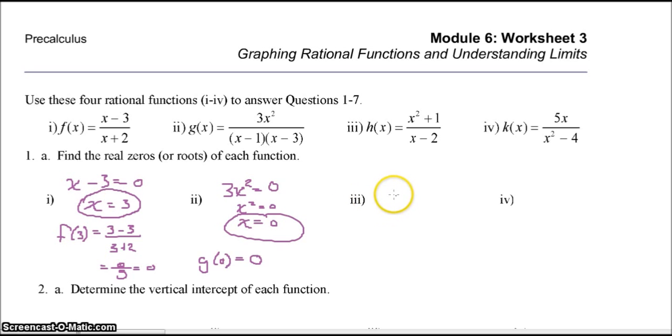Let's try h of x. All we have to do is set x squared plus 1 equal to 0, but this will never equal 0 because we're taking a square and adding 1. That will always be 1 or greater, because squares can never be negative. Here 5x equals 0, that means x equals 0. There is my root.